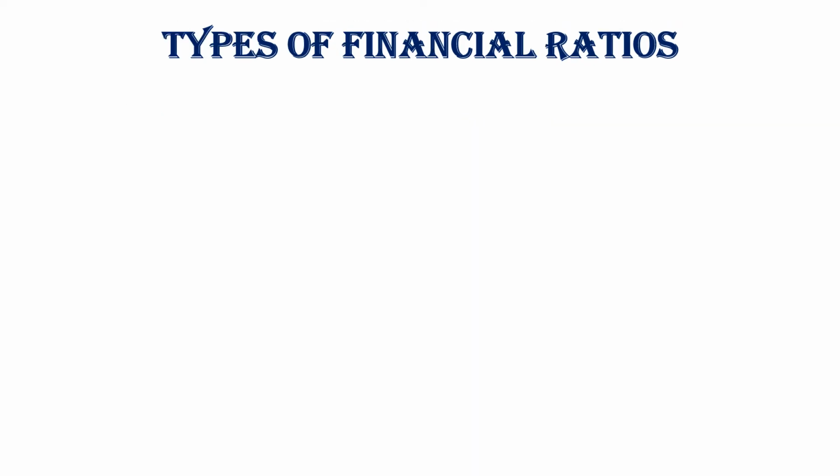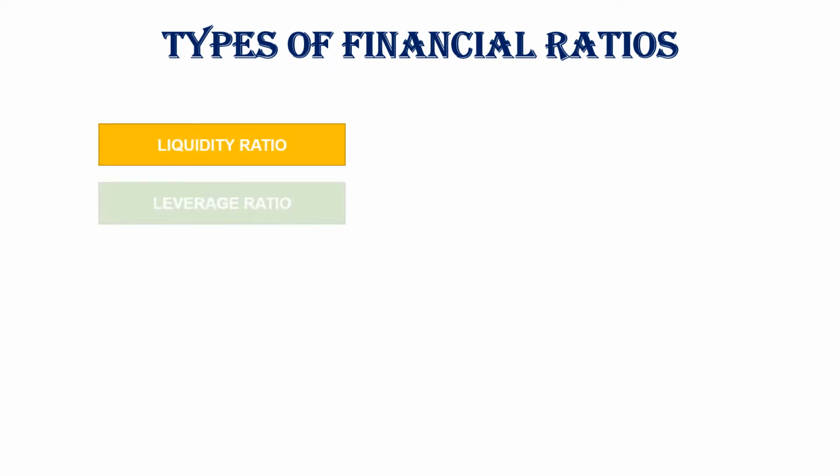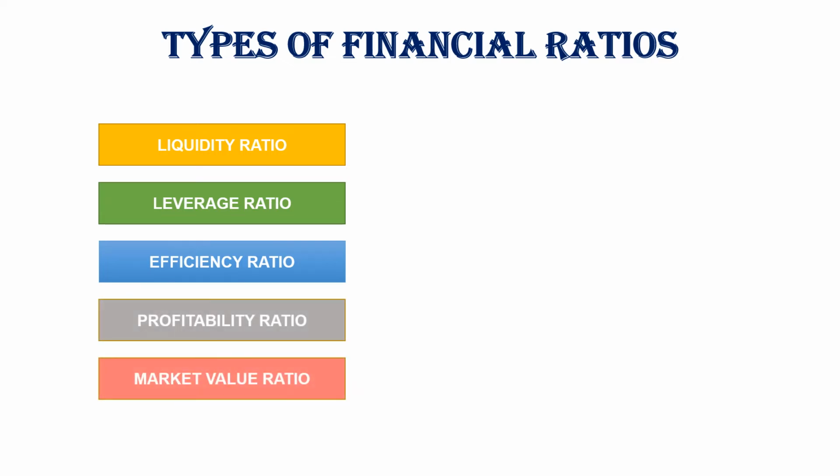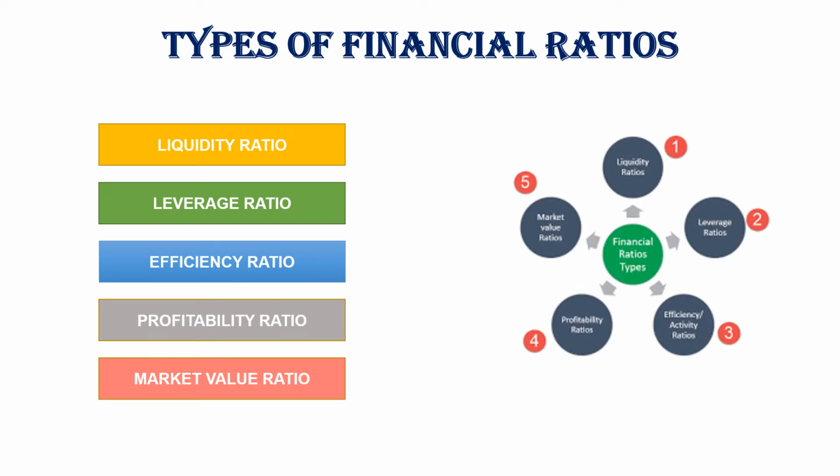So let's know what the types of financial ratios are. There are 5 major types of financial ratios, which include liquidity ratio, leverage ratio, efficiency ratio, profitability ratio, and finally market value ratio. So let us study them one by one in a deeper manner.